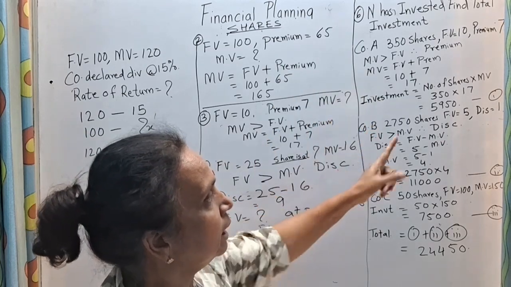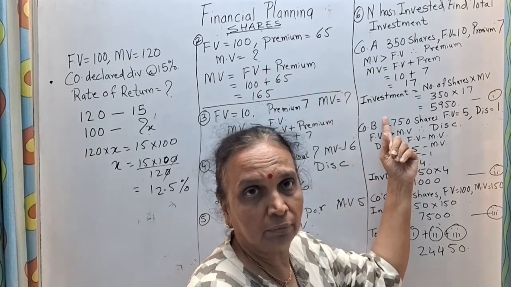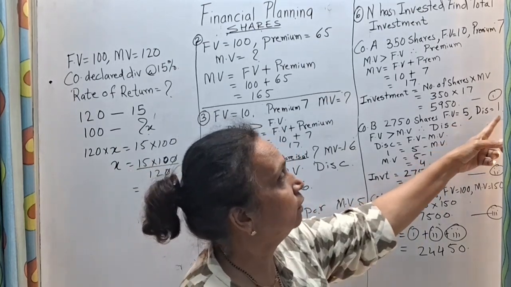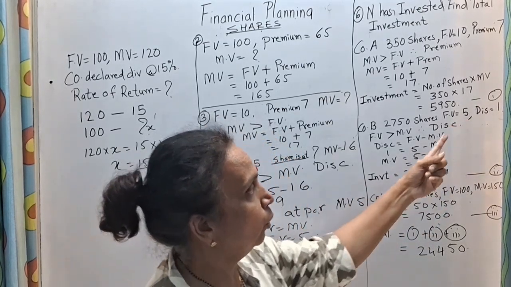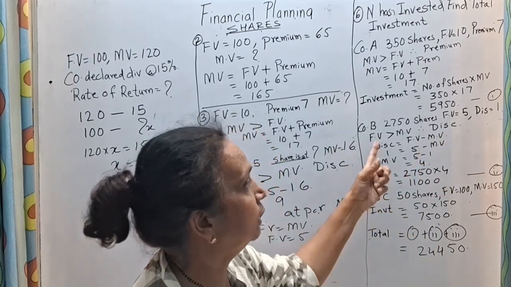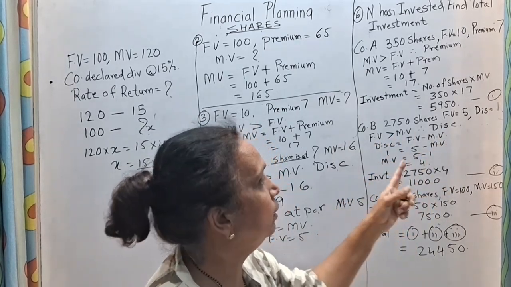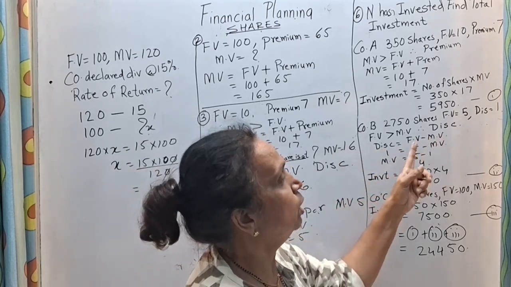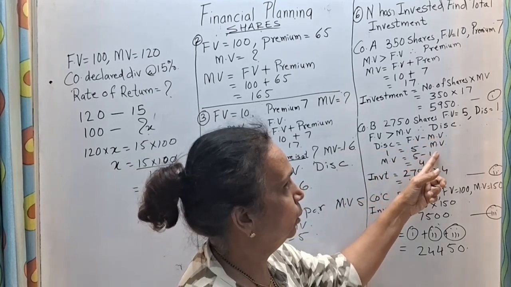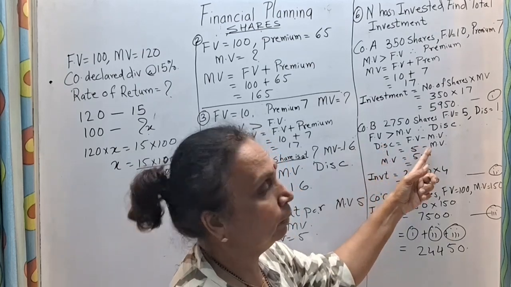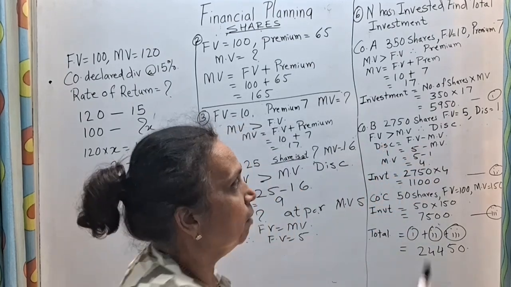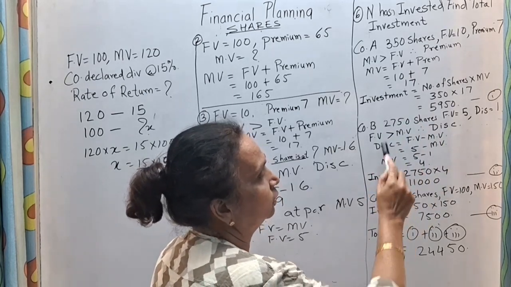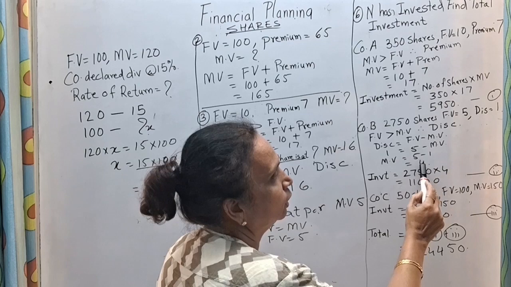Now with company B, he has invested in 2750 shares. Face value is given as 5 and discount is given as 1. So now you know that it is a discount, so you know that face value is greater than market value. So what will be the formula for discount? Face value minus market value. Face value is 5, market value you don't know, discount is 1. Variable on one side, number on the other side: minus MV will come here, it will become plus MV. 5 will remain as it is, this will go there. 5 minus 1 is equal to 4.